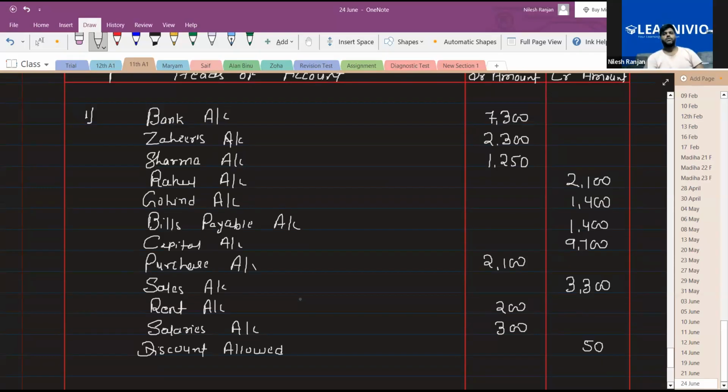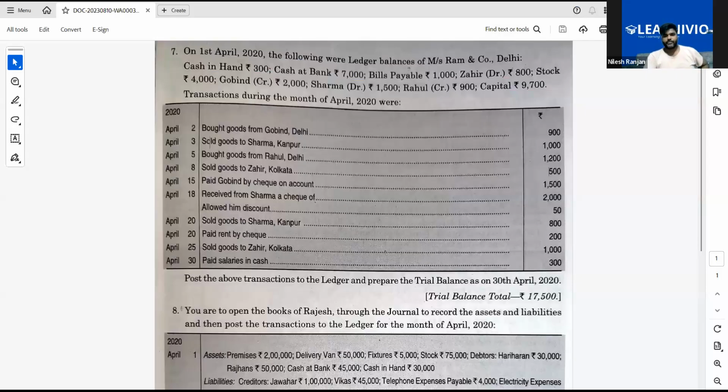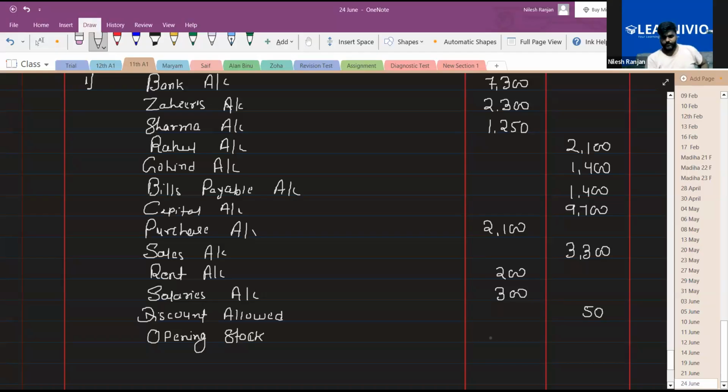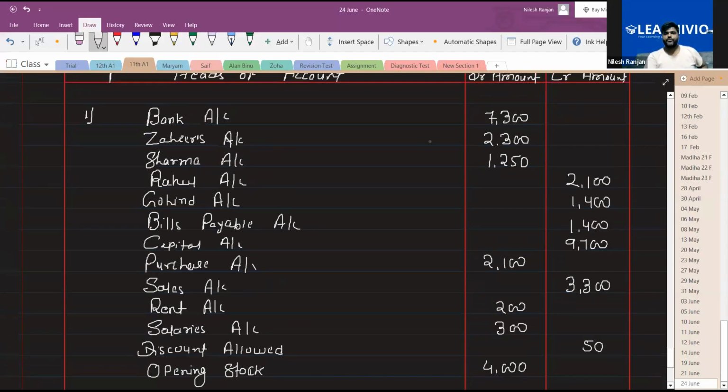Done. We have written all the items. There is one more item we have not written here, but it is in the journal entry: opening stock 4,000. There is no separate account for this, but stock 4,000. Now we will calculate the total. Total of both sides should match.